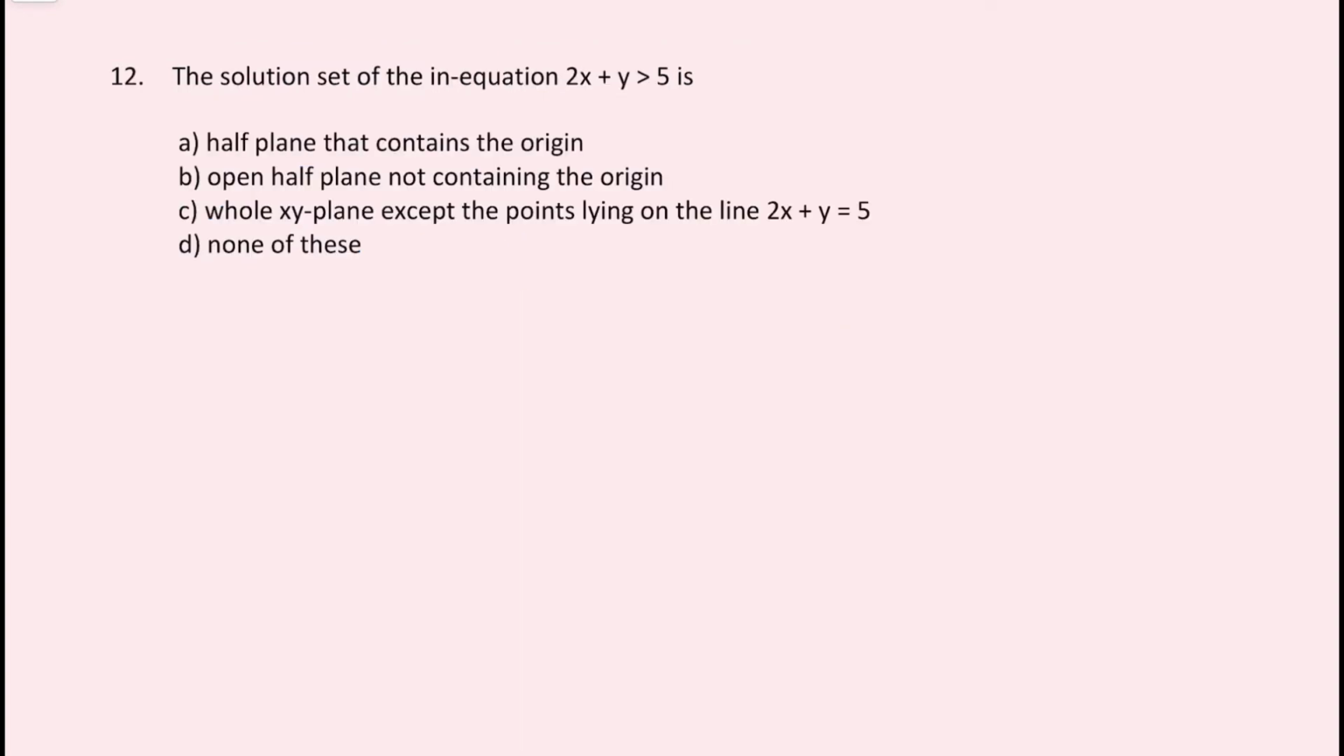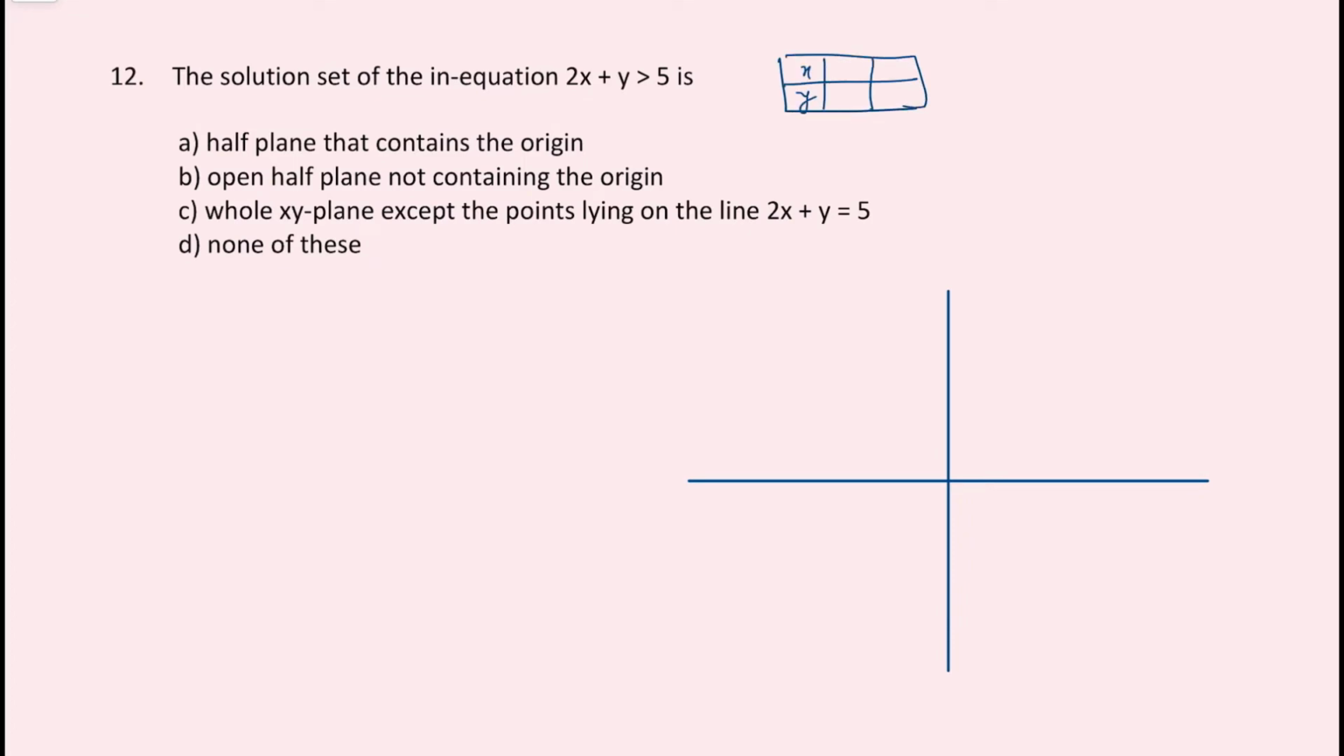Question 12. The solution set of the inequation 2x plus y greater than 5 is. Let us draw the line. A rough figure will do. Let us draw the table. We will take the equation to draw the line equal to 5. So if x is 0, y is 5. If y is 0, x is 5 upon 2, which is 2.5. A rough sketch will be enough. This is 5 and this is 2.5.